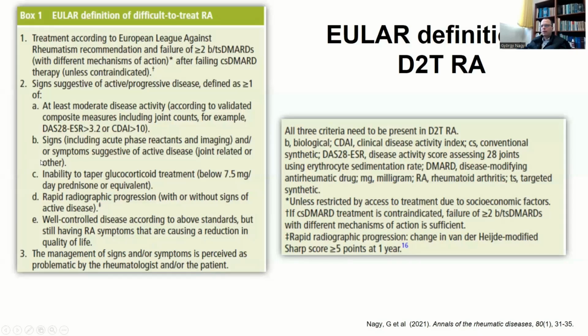So any of these A, B, C, D, E points may lead to meeting the definition of difficult to treat disease, but we need to meet the third criterion as well, because all 3 are necessary for difficult to treat disease. And that's that the management of signs and or symptoms is perceived as problematic by either the rheumatologist and the patient.